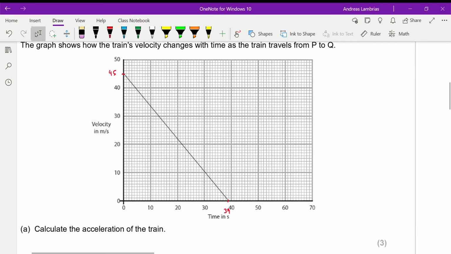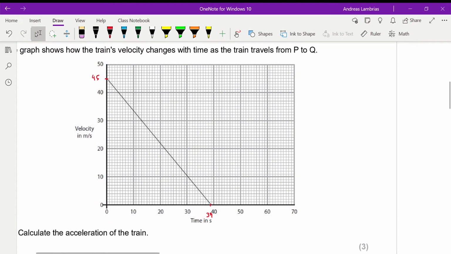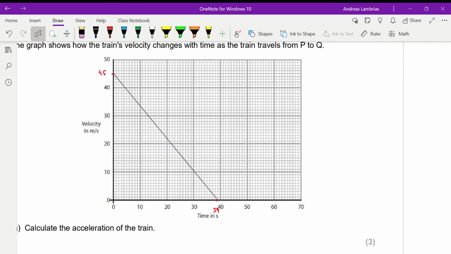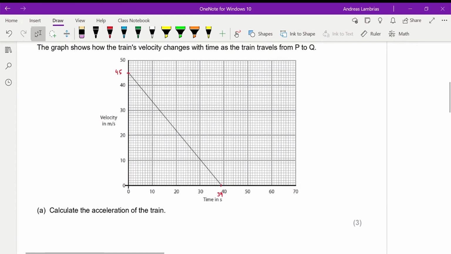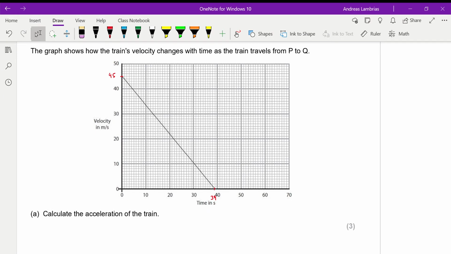First question is asking us to find the acceleration of the train. Now, whenever we have a velocity time graph, we can find the acceleration by finding the gradient. In questions like that, we need first of all to identify that the acceleration will be given by the gradient. So I need to mention that.